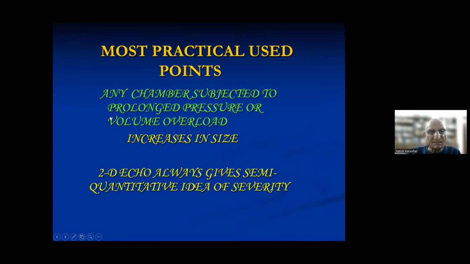Any chamber with a prolonged pressure or volume overload increases in size. Pressure overload means any stenotic lesion, volume overload means a regurgitant lesion. And the second thing I told you is that a 2D echo always gives a semi-quantitative idea of severity. So we should not ignore a 2D echo, because it gives you very good semi-quantitative information.